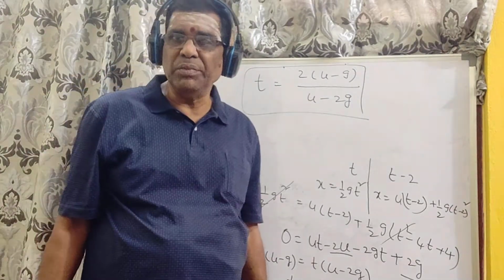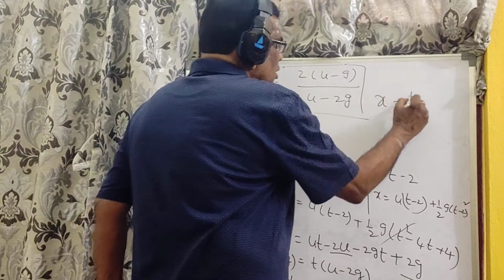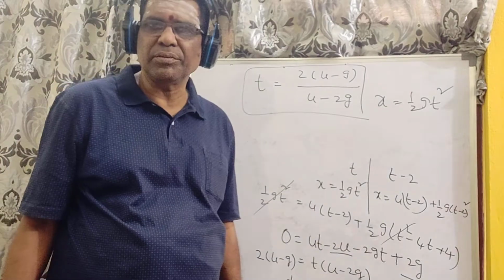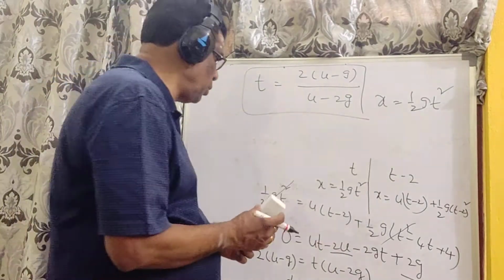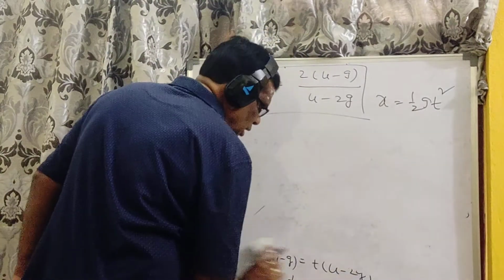When and where do they meet? So first you have the given time, and if you want to know the displacement, you simply give it as half gt square. I hope you have understood this point. And this is one model. They generally ask this.